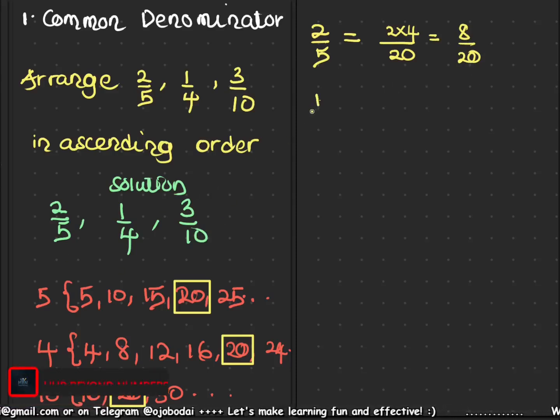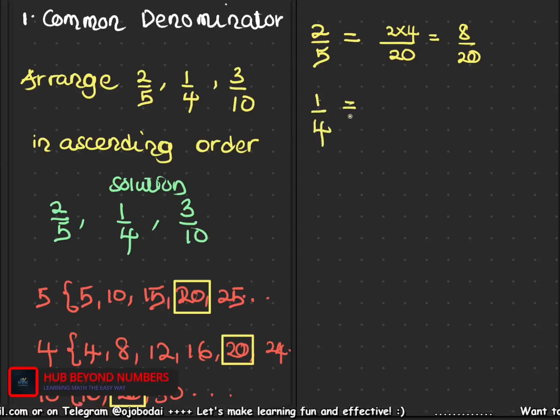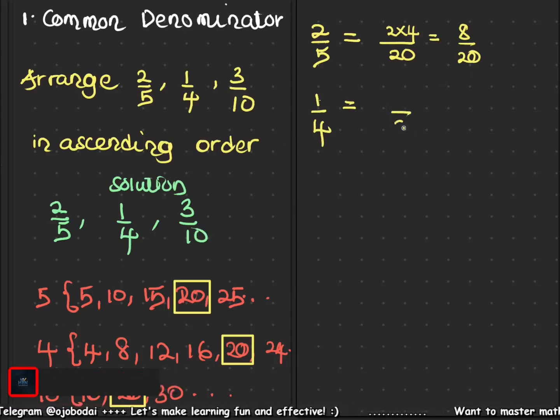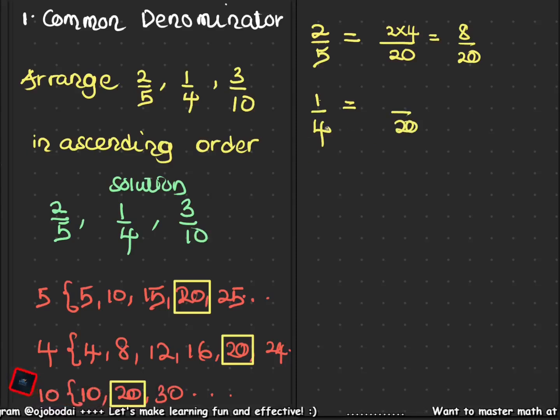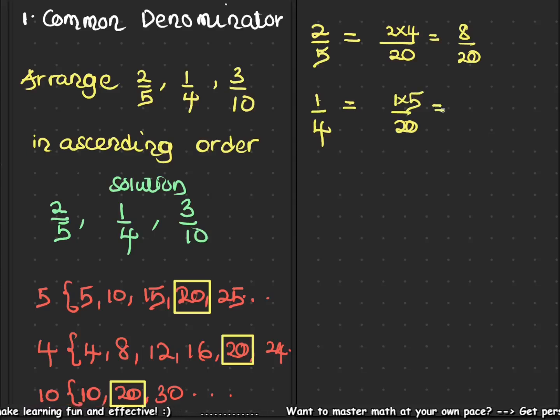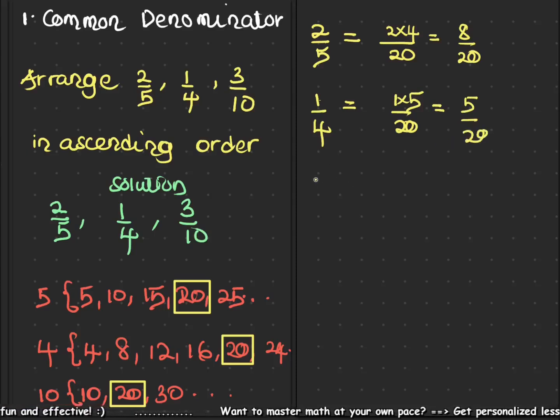Then we go to the next one. The next one is 1 over 4. Now for 1 over 4, its equivalent with a denominator of 20, so over 20. And we know that 4 multiplies 5 to give us 20. Hence, we would have to multiply the numerator also by that 5. So that is 1 times 5, and that gives us 5 over 20. Then our very last one here is 3 over 10.